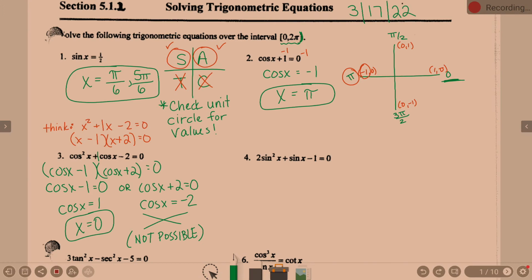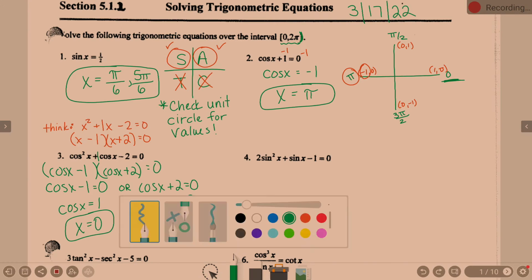Ready for example 4? You guys are quiet. I'm not sure how you're taking this. I don't know if it's good or bad here, or we're still just trying to process.